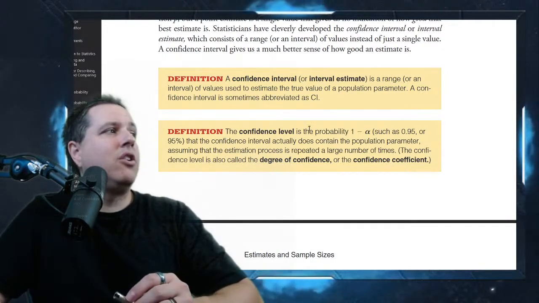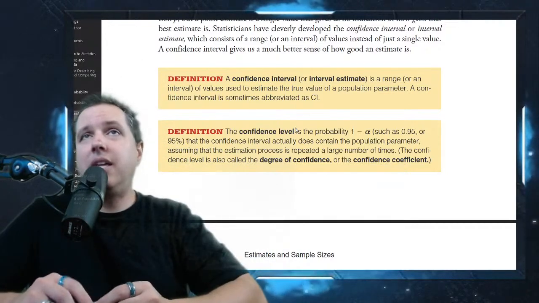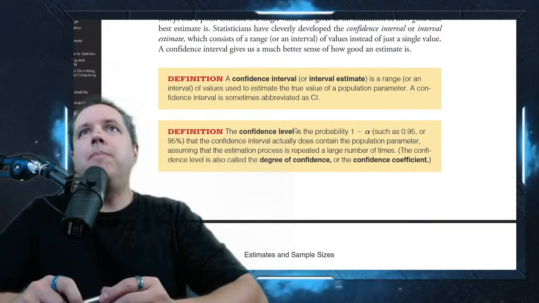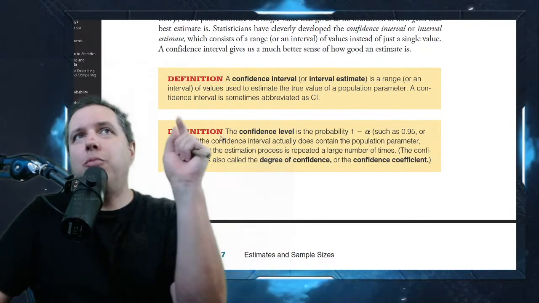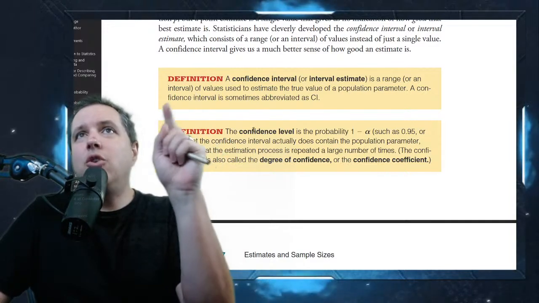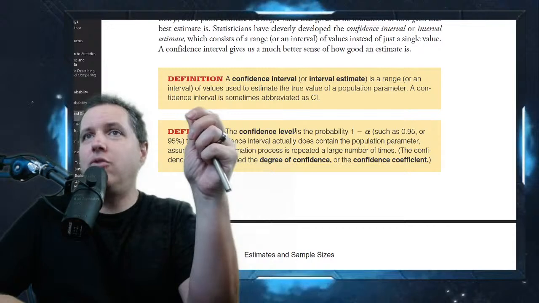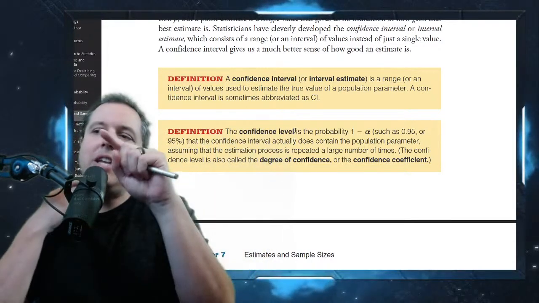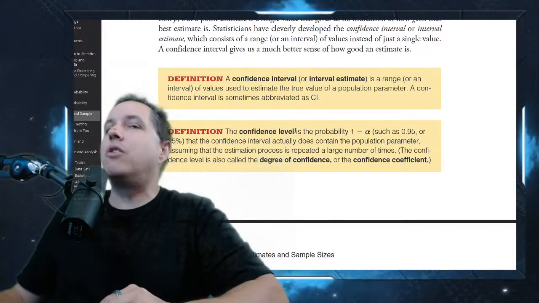Okay, then we have this thing called a confidence level. The confidence level is the probability. We call it 1 minus alpha. I'll talk about that in a second. But it usually looks like 0.95, which we would interpret as 95%. You'll hear this term get used: we are 95% confident, right? We have a 95% confidence interval. Sorry if you can hear that noise. Someone's doing yard work outside.